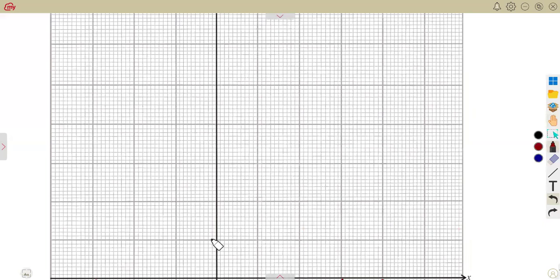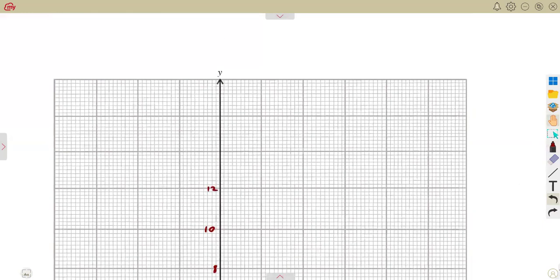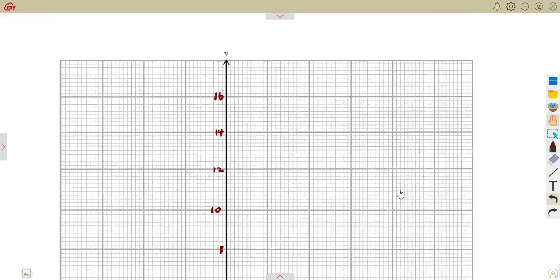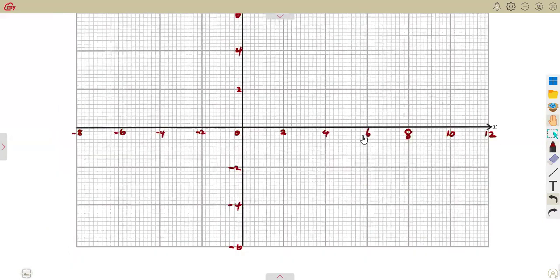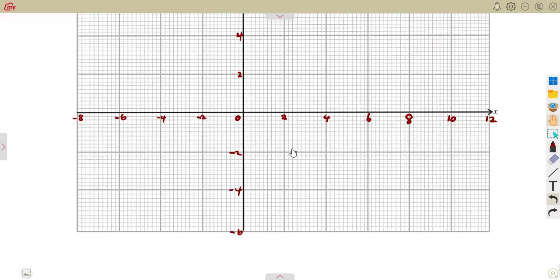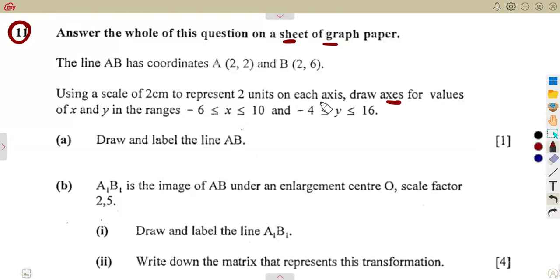On the Y axis, 2 centimeters for every box. So remember, 2, 4, 6, 8, 10, 12, and so on, going up to 16: 14, 16. So you are giving X and Y values according to the instruction that you're given here.